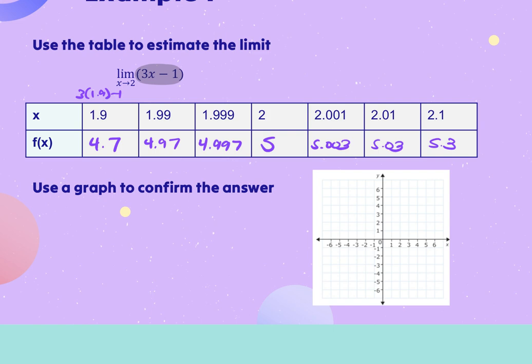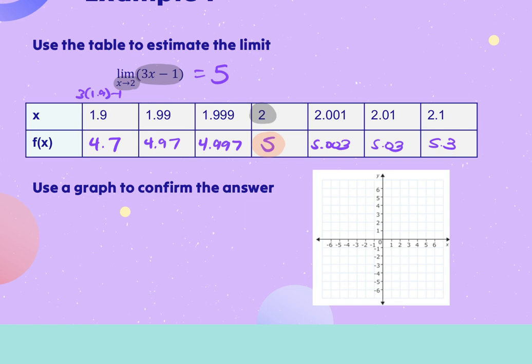Now it says use this table to estimate the limit. So the goal here is to find the limit. What's happening as my x value is approaching 2? What happens to the y value? It goes specifically to where? 5. So 5 is the limit of this function as x approaches 2.